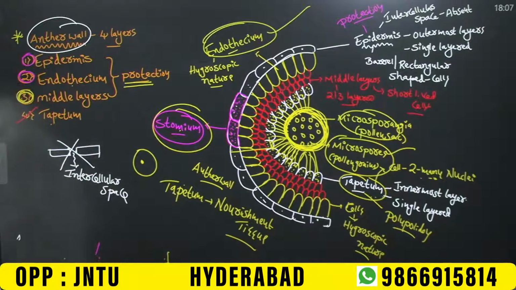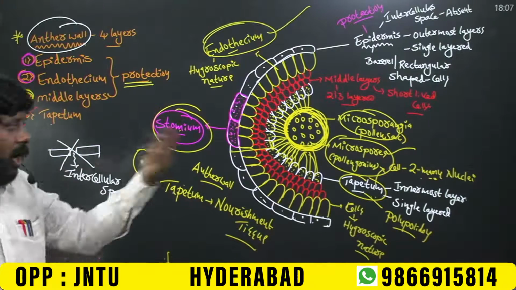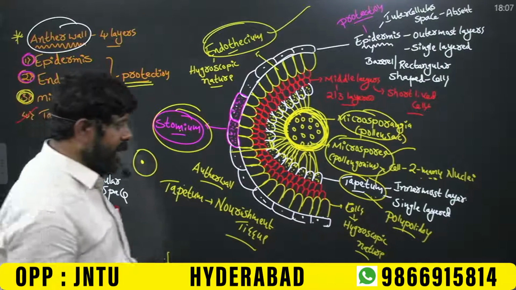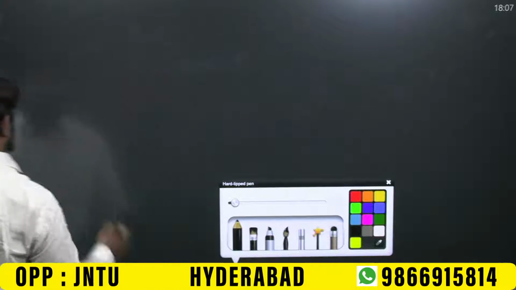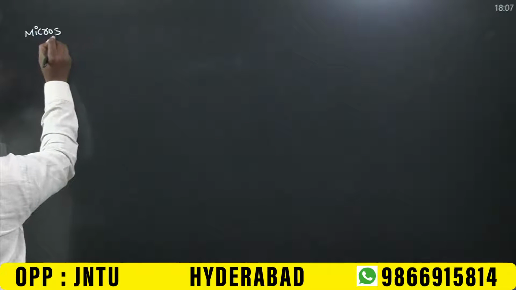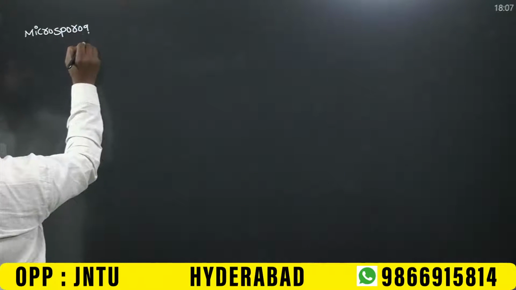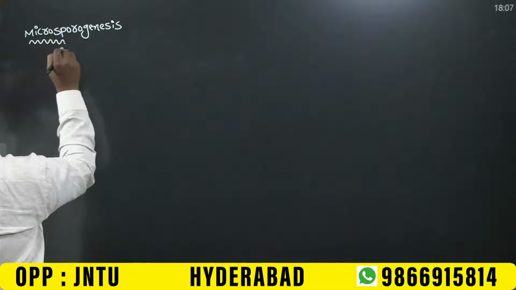Inside the microsporangia, which one is formed? Microspores are formed. How, we will discuss in the next topic. The topic is microsporogenesis. After the anther wall, we are taking microsporogenesis. We started androecium. Androecium means the two types of stamen. Then we discussed the anther wall, the structure of anther wall. After that, microsporogenesis.